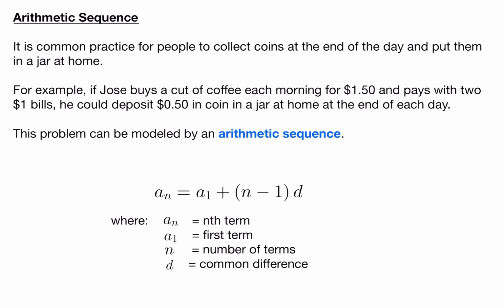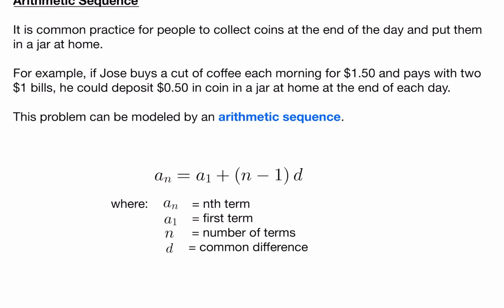This problem can actually be modeled by an arithmetic sequence, as follows. a_n, the total amount that Jose would have, is equal to the initial amount that's in the jar plus (n - 1) times d, with n being the number of terms, or in this example, the number of days, and d being the common difference. In this case, the coffee was $1.50. He paid for it with $2 in single bills, so the difference is 50 cents. Okay?